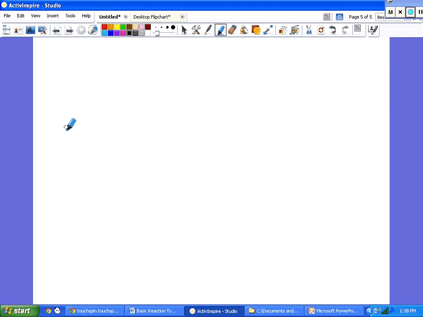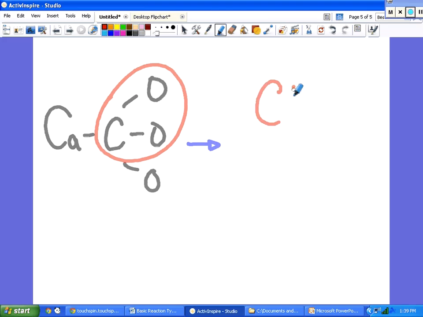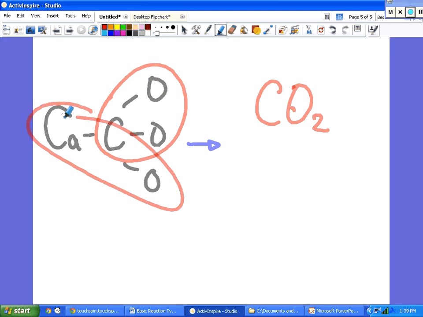All right, so I have Ca bonded to C bonded to 3 O's. Do you agree that that's kind of what that compound will look like? What does it say its two products are? Okay. All carbonates produce at least what? Do you agree that that will give me a CO2? All right, so that's going to give me a CO2. Now, what is left? Ca and O. But here's the deal. Is that a new compound?